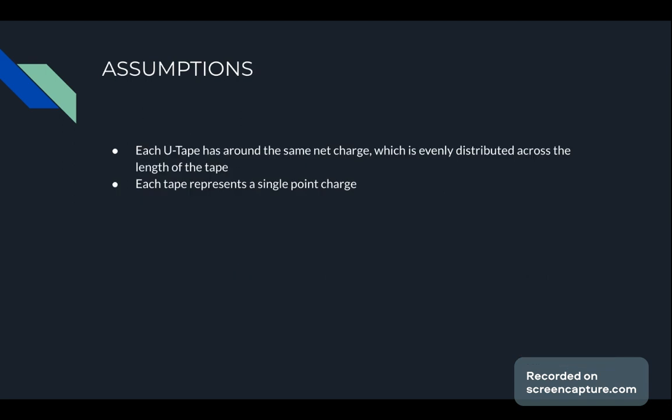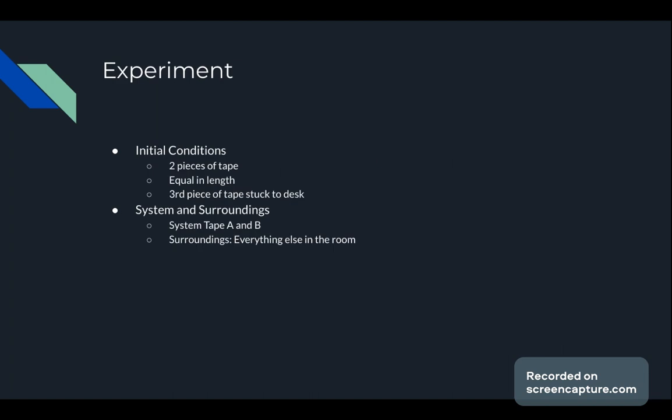Assumptions for this lab. Each piece of tape has around the same net charge, which is evenly distributed across the length of the tape, and each tape represents a single point charge. For the experiment, so our initial conditions, we're going to use 2 pieces of tape. They're going to be equal in length, and the third piece of tape is going to be stuck to the desk or table. And then the system and surroundings. The system is obviously tape A and B. Surroundings are going to be everything else in the room.